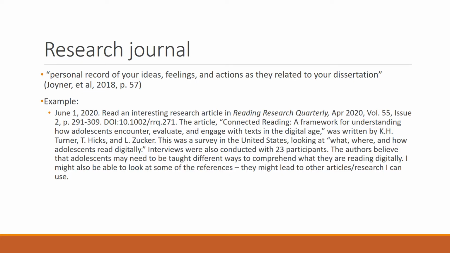Another way to keep track of your literature search is a research journal. A research journal, as defined by Joyner et al., 2018, is a personal record of your ideas, feelings, and actions as they relate to your dissertation. This example of an entry in a research journal includes information to be able to locate the article again, highlights certain points of the article, and states what the writer might want to consider about this article.